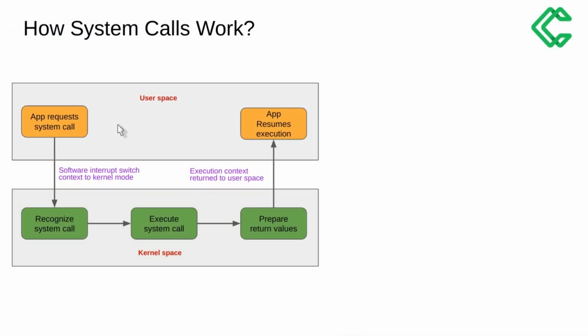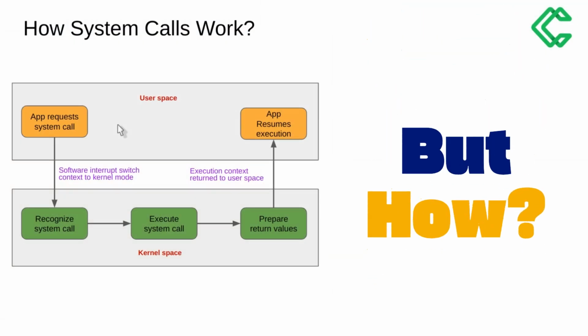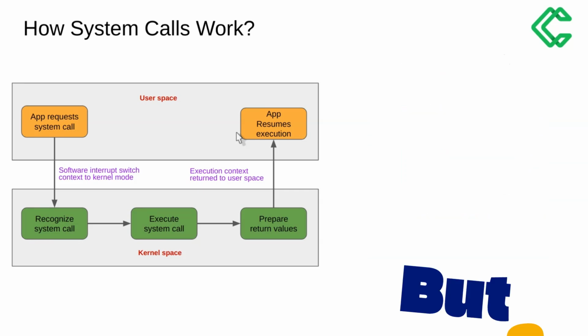In the last video, we briefly discussed how system calls work. An application requests a resource via a system call, then a mode switch happens, the mode changes from user space to kernel space. The kernel recognizes the system call, performs the operation, and returns control to the application. The application then resumes execution. But there were many questions left unanswered.